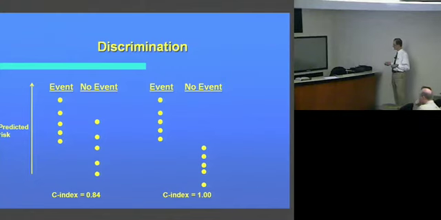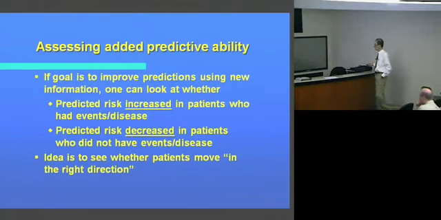And actually, for those of you who look at C-indexes, 0.84 is actually pretty good. And you can see that the overlap is actually a fair bit. So even with a relatively high C-index, we still can get things that are pretty much overlapped.